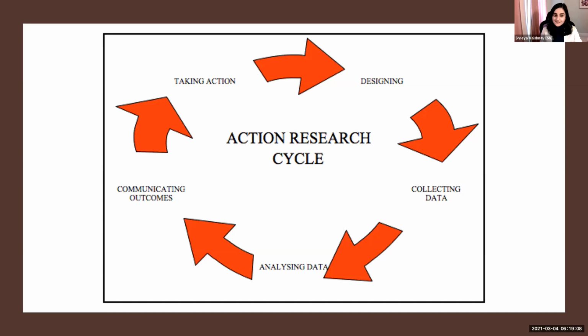The first one highlights the action research cycle, right? So you're designing a study, you're collecting data, you're analyzing the data, you're communicating outcomes, and then you're taking action. Based on the action, you will get some more information, and then you design, you redesign, you collect data, you analyze it. It's a cycle where you keep working towards change in the long run.